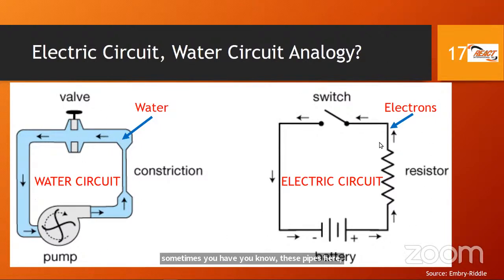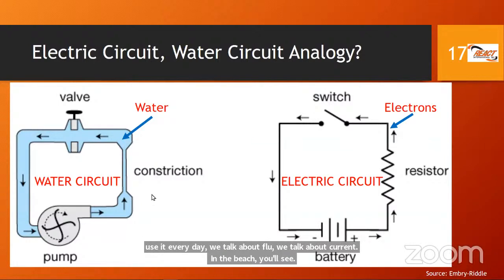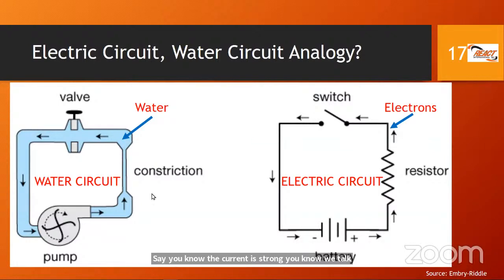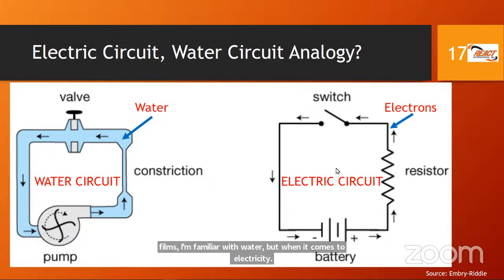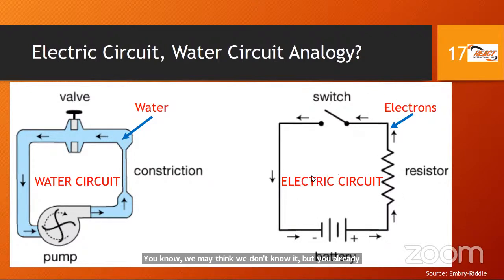And on the right-hand side, electricity operates very similarly. And that's why we're using the analogy, because sometimes we understand water quite well. We use it every day. We talk about flow. We talk about current. At the beach, you'll say the current is strong. We talk about it every day, and we use those terms and are familiar with water. But when it comes to electricity, we may think we don't know it, but you already do. So it's just to apply it. And that's why we do use the analogy to the electric circuit.